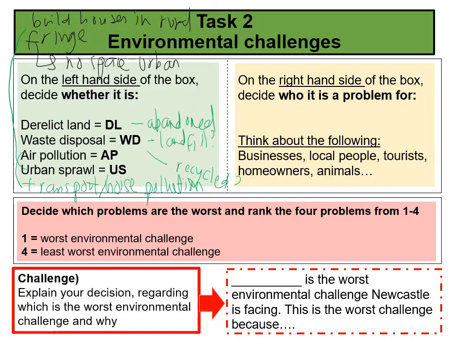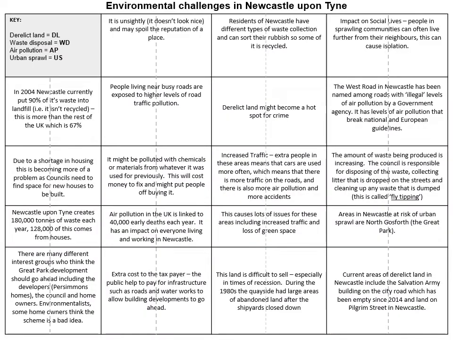So what you need to do is read through the statements on your sheet and decide which category you think they fall within, and then decide who you think these are a problem for. So are they a problem for businesses, local people, tourists, homeowners, or ecosystems? So let's do a couple together.